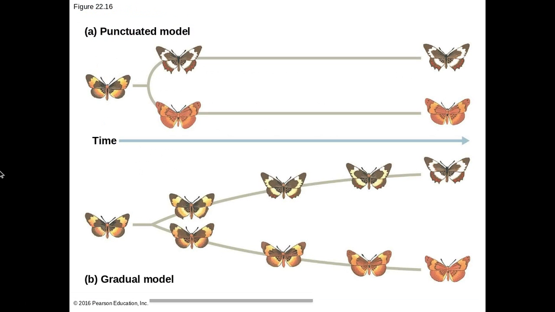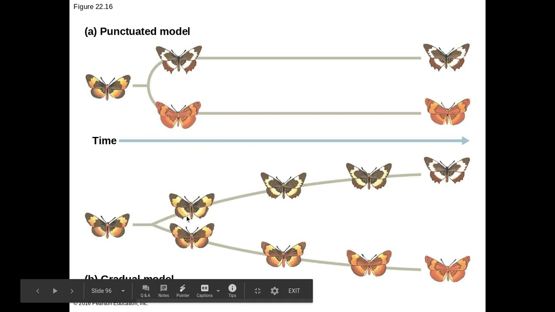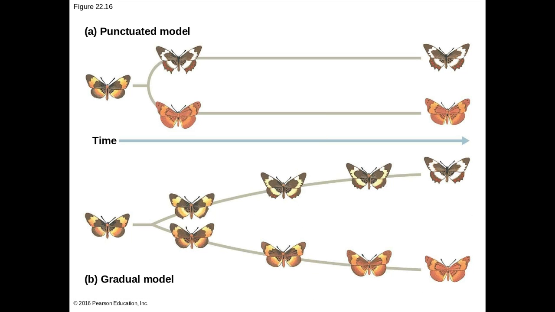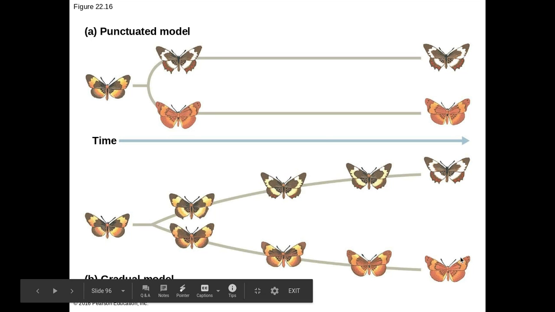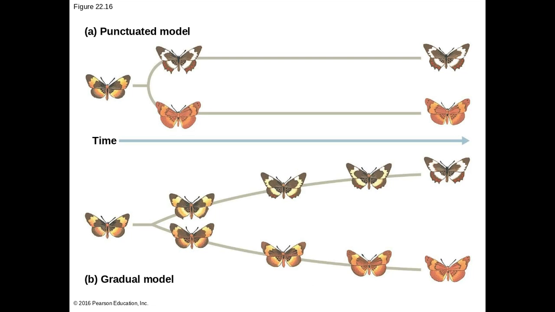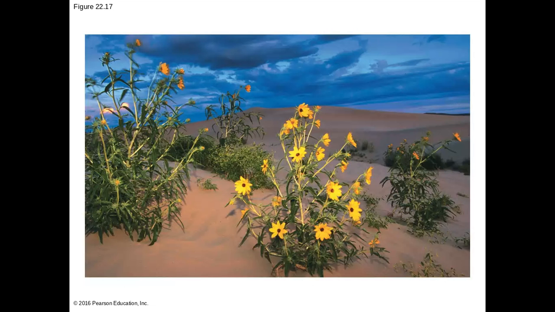In the punctuated model, we have one species that all of a sudden diverges into two species, and it happens very quickly, compared to the gradual model, where we have one species and then we see slow changes that over many, many years cause a new species. It's not to say both of these don't exist, but for a long time we thought only the gradual model was possible. But in the fossil record, we see this punctuated equilibrium. So here's that sunflower we were talking about.